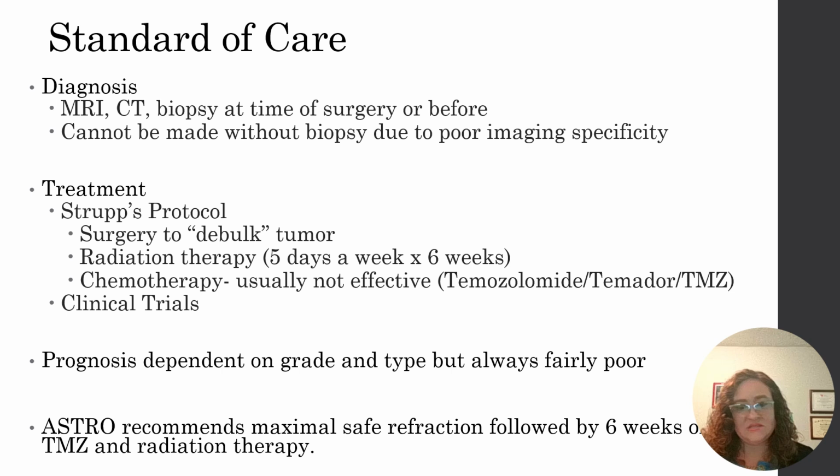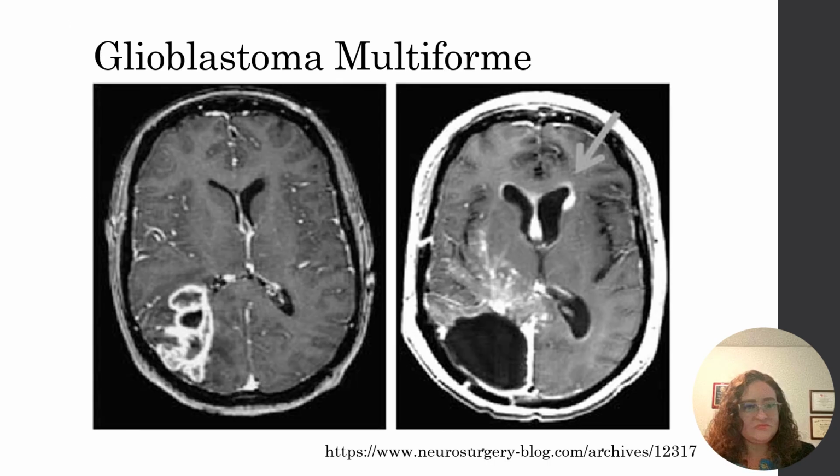And ASTRO recommends maximal safe resection followed by 6 weeks of chemo and radiation therapy. So this is another MRI. They should always be T1 and T2, with and without contrast. And this is currently the gold standard of care for imaging glioblastoma, just because of its ability to see inflammation. But remember, you're not seeing the tumor. So patients will often get repeated MRIs to check and see if the tumor has stabilized.